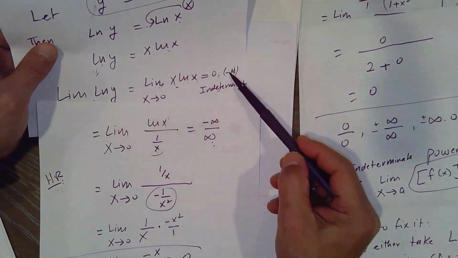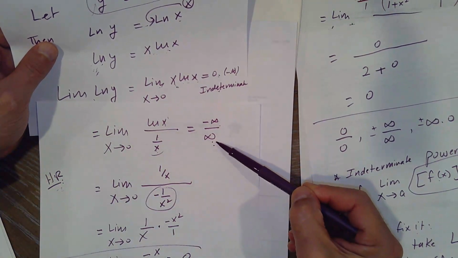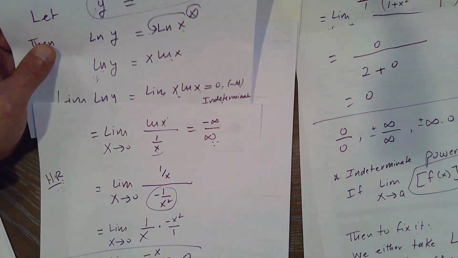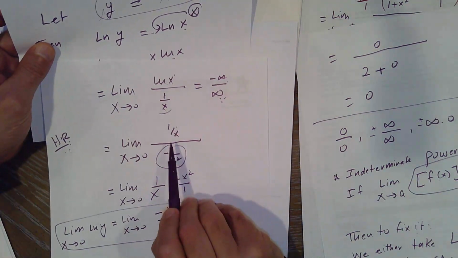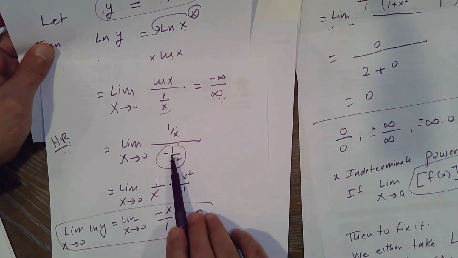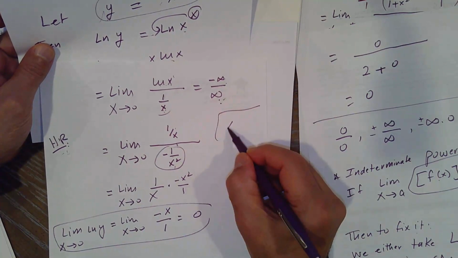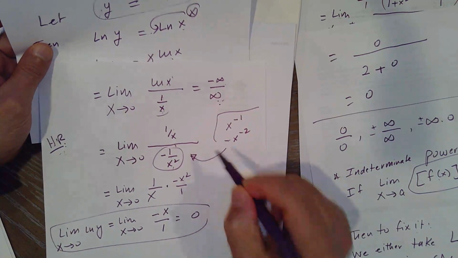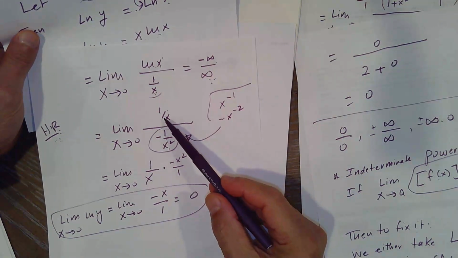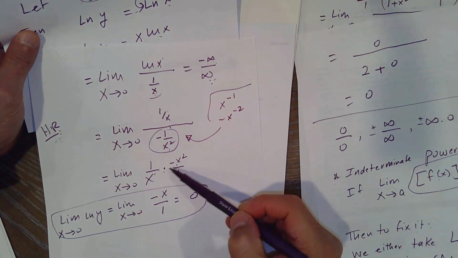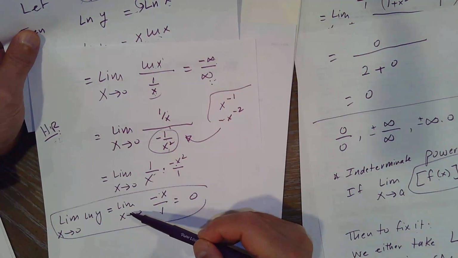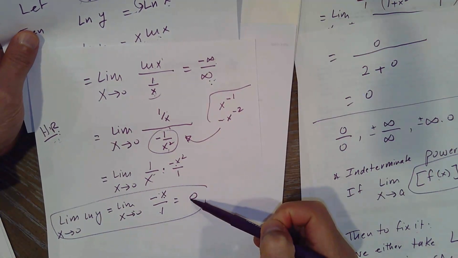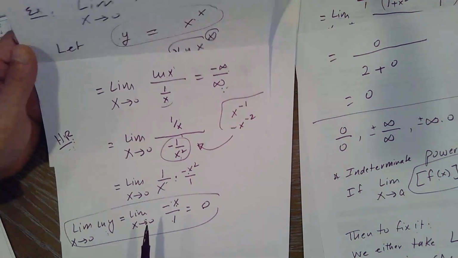There I couldn't use L'Hopital's rule because it has to be infinity over infinity or 0 over 0. The derivative of ln of x is 1 over x. The derivative of 1 over x is negative 1 over x squared, because that's x to the negative 1, which gives negative x to the negative 2. Instead of dividing, we multiply by the reciprocal, and we get negative x over 1. The limit is 0, but this is ln of y.